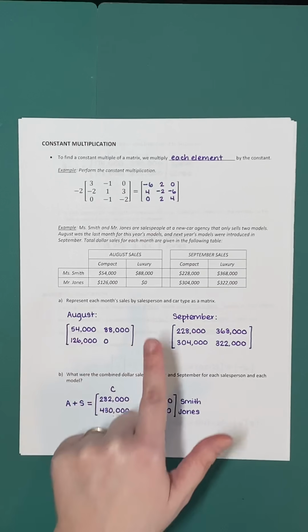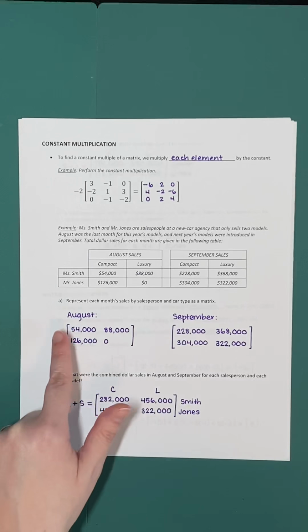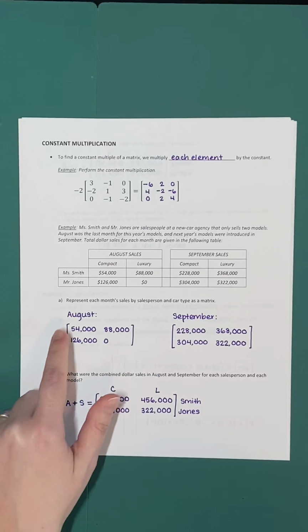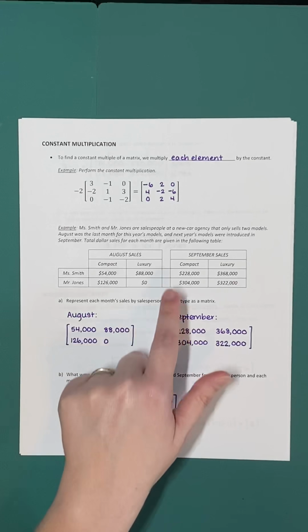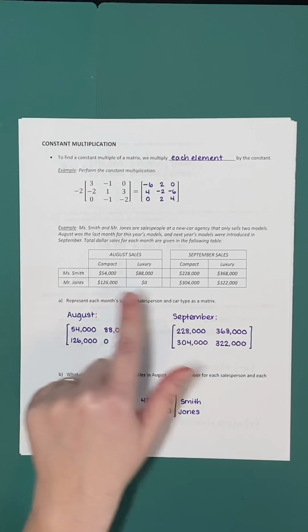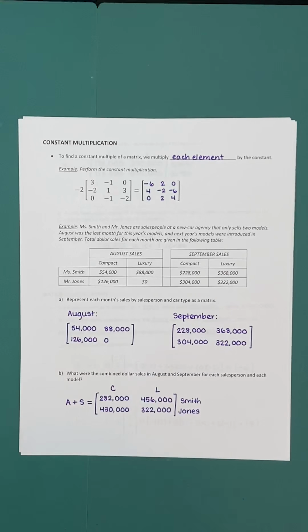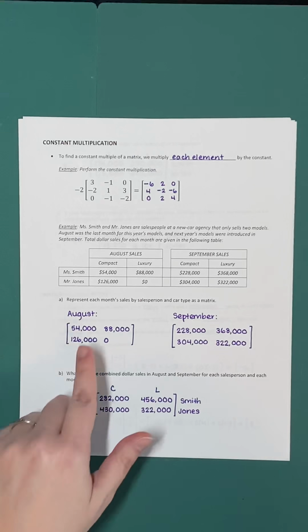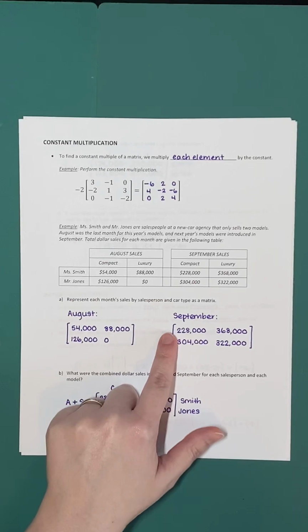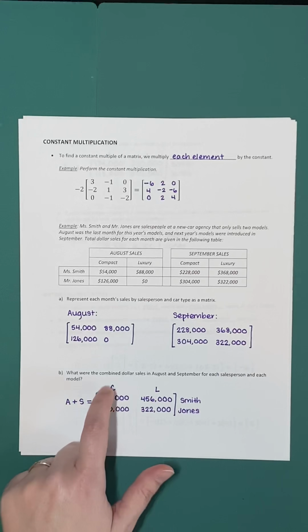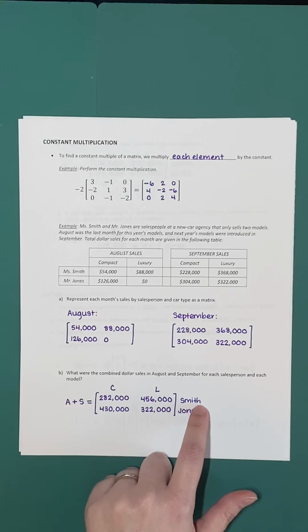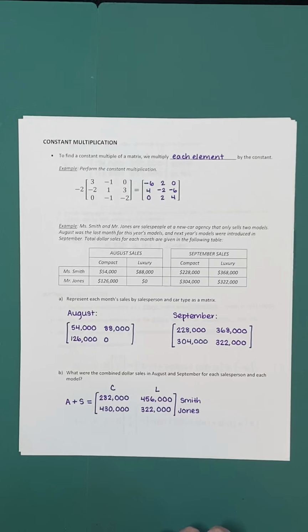So if we take the August matrix and the September matrix, keeping in mind that these two matrices are structured the same way, the first entry is going to be compact sales for Ms. Smith. Same thing for September. The first entry is going to be compact sales for Ms. Smith. So if I were to add these two matrices together, based on the fact that each of the elements represents the same thing, then I can come up with the total sales across the 2 months. So if I add the first two entries together, 54,000 plus 228,000, I end up with a total of 282,000. So that represents compact sales for the salesperson, Ms. Smith. So on and so forth for all the other elements.